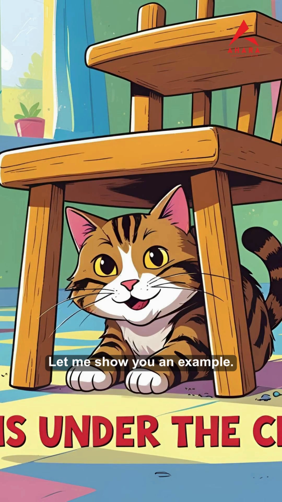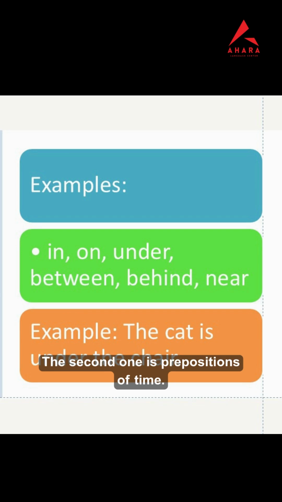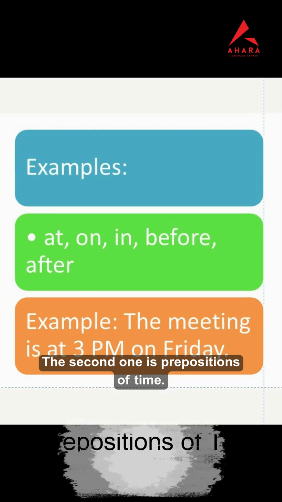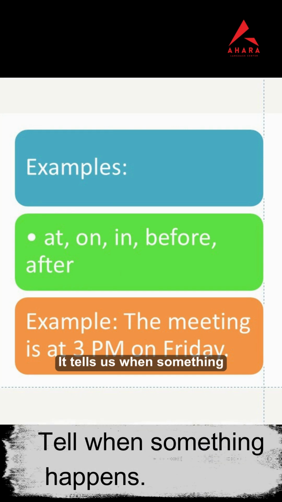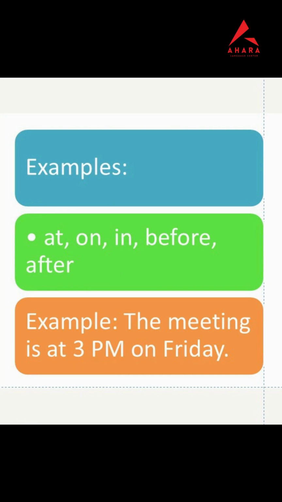Let me show you an example. The cat is under the chair. So you can understand the meaning of this. In this sentence, you can see that under indicates where the cat is. The second one is prepositions of time. What does it mean? It tells us when something happens.